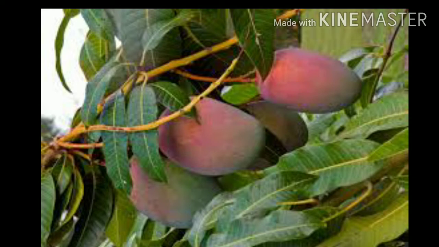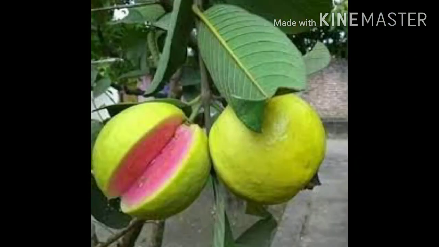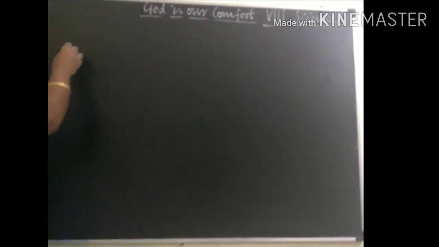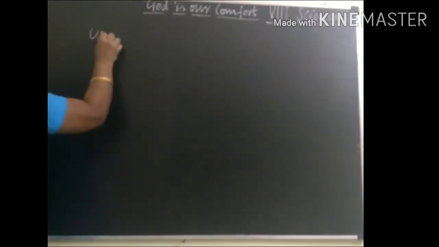Next one, binomial nomenclature. What is binomial nomenclature? The naming of an organism with two words is known as binomial nomenclature. For example, the binomial name of mango is, say all of you, yes, good, Mangifera indica. Here the first word Mangifera refers to the genus name and the second word indica refers to the species name. Today we are going to learn about uses of medicinal plants.